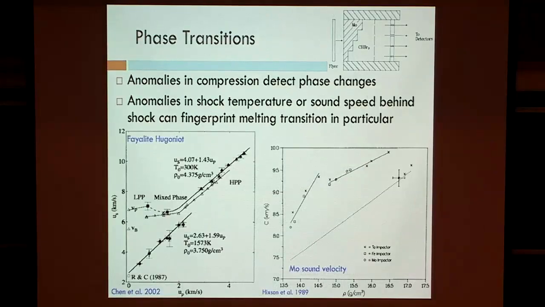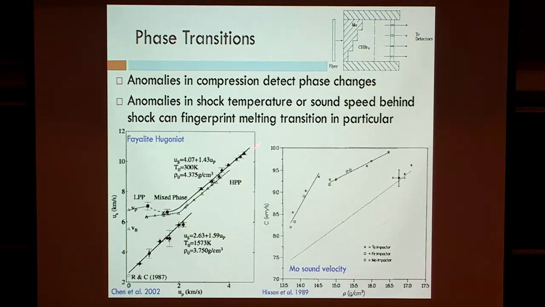One of the things you can see when you do shock compression, one of the things we're interested in beyond the simple equation of state, is phase transitions. Phase transitions can manifest as anomalies in the Hugoniot. Simple materials give you linear Hugoniots. If you see a step in the Hugoniot, it's probably a phase change.